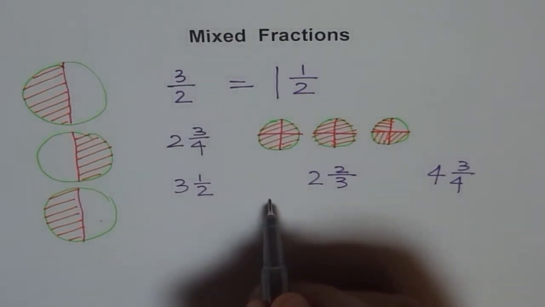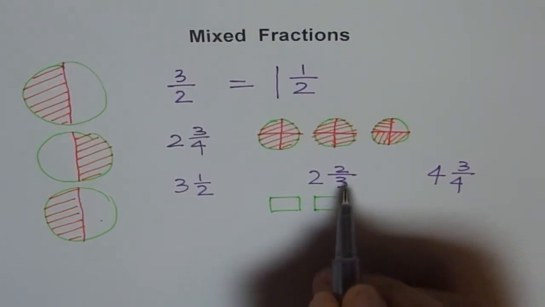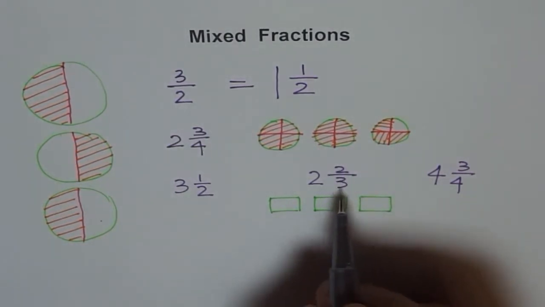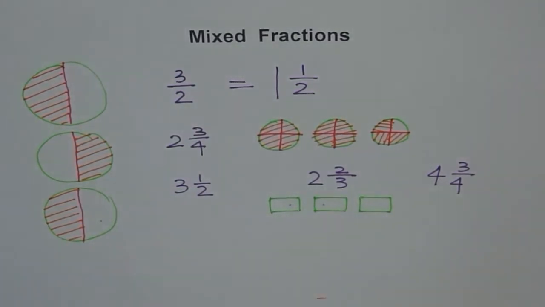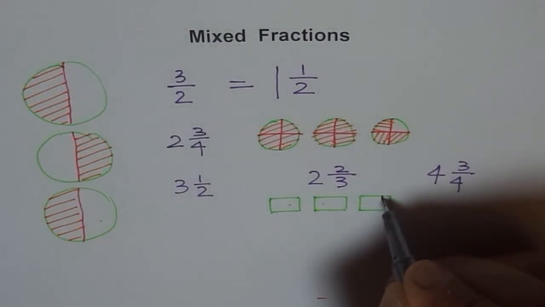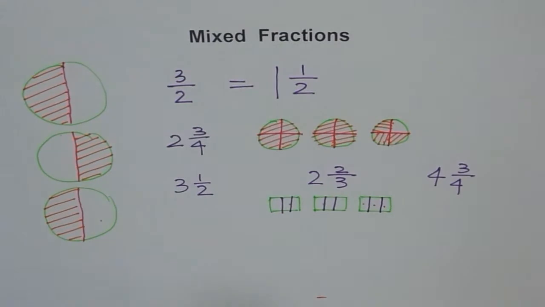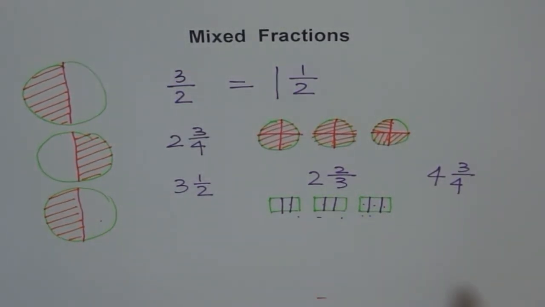So 2 full, we can do 2 rectangles, 2 full and 2/3. So we can do it like this, right? When we have a fraction, we have to have a common denominator. So we have to divide each into 3 equal parts. So let's do it. 1 part, 2, so we got 3 parts, right? So we'll draw 2 lines to get 3 parts. And then you have to shade 2 wholes and 2 out of 3. Do it yourself.